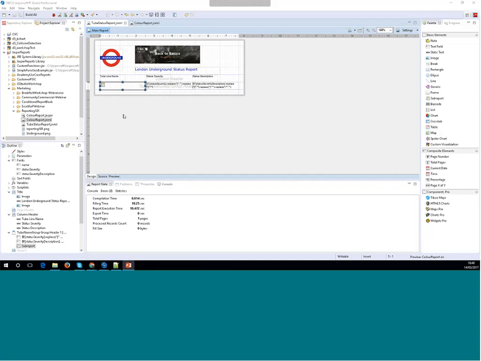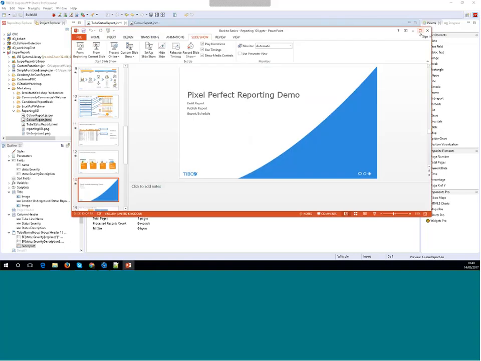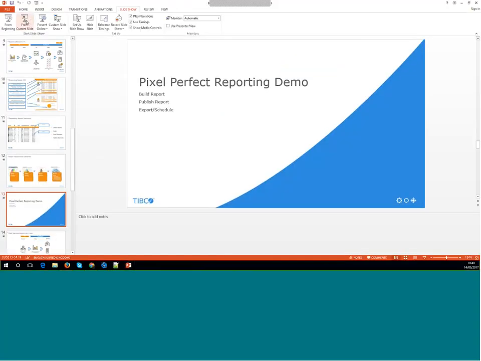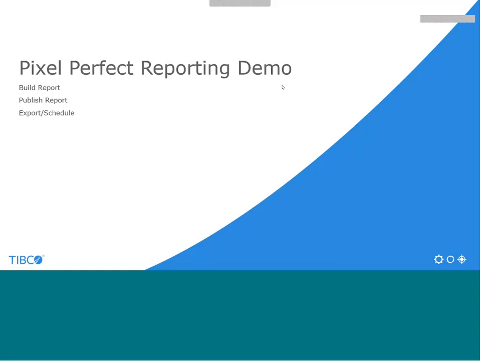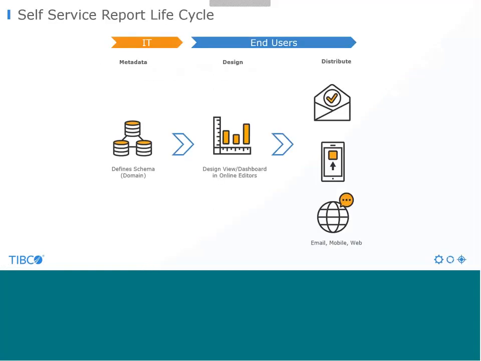Okay, so just going back to the slides now. Let's just go from the current slide. So Pixel Perfect Reporting Demo, we've just done that. So the self-service report lifecycle. You can imagine when you create a report from Jaspersoft Studio, there's a little bit of a journey, a little bit of training that you need. Well, actually, you need to have an understanding of how to use that development environment. So you need to go through some kind of training phase where you can learn to use Jaspersoft Studio.